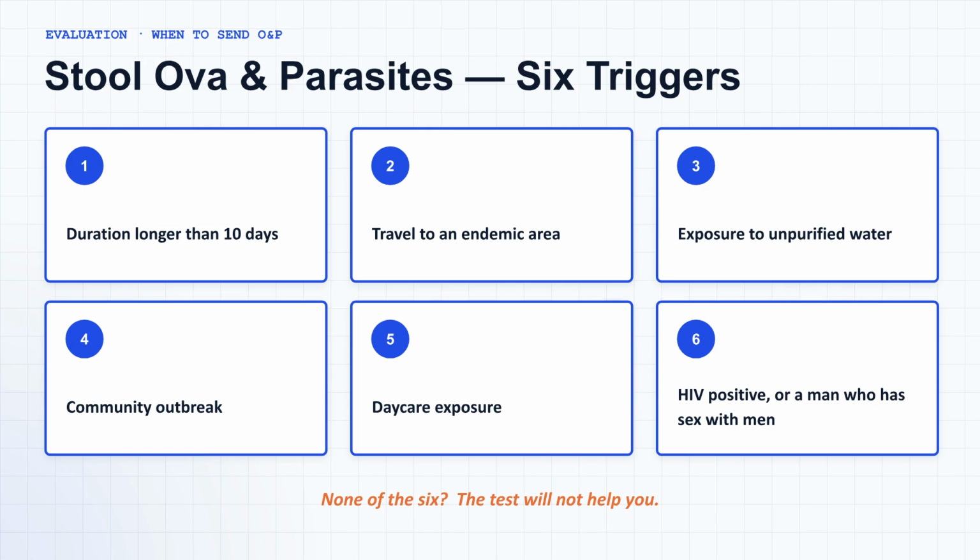Fourth, a community outbreak. Fifth, daycare exposure. And sixth, a patient who is positive for human immunodeficiency virus, or a man who has sex with men. If none of those apply, the test will not help you. Marcus is on day 4 with no travel, so we skip it. And remember why this matters. A parasitic cause needs a different drug, metronidazole or nitazoxanide, rather than azithromycin.